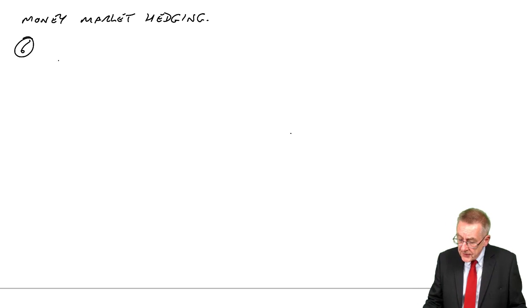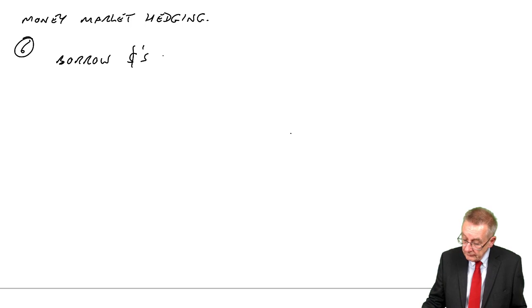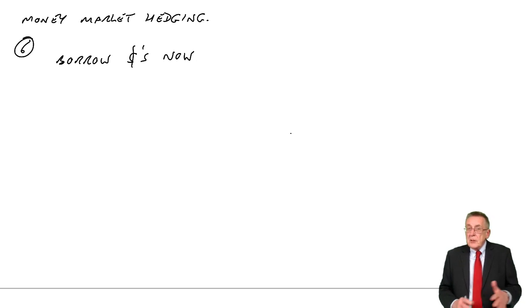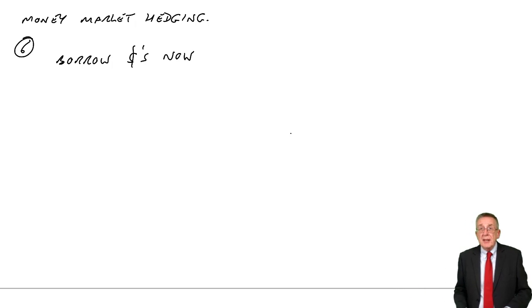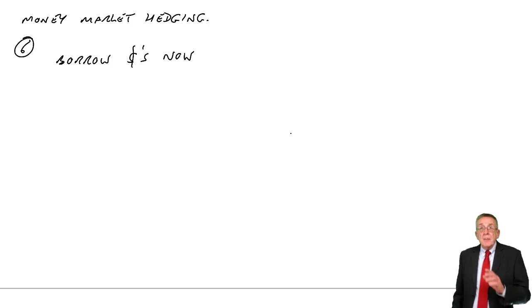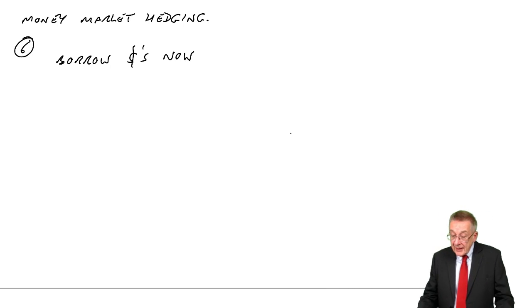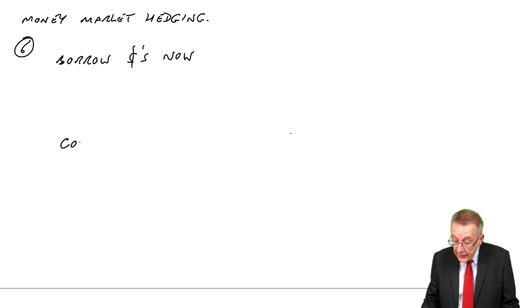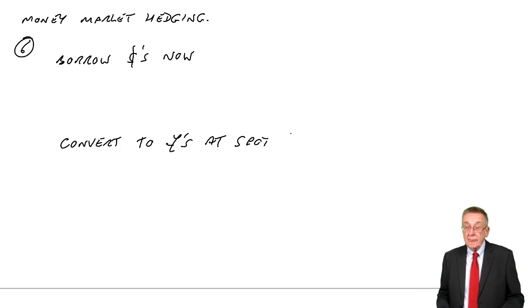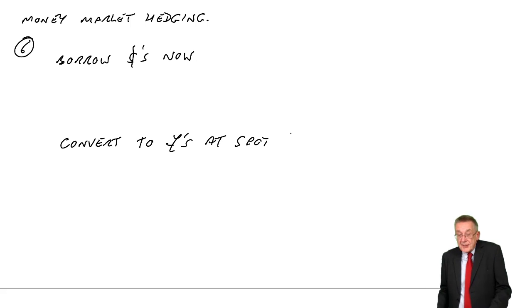So what we're going to do is this. I'm going to borrow dollars now. We're going to get 5 million in 3 months, so in 3 months' time, I'll be able to repay my borrowing. We'll put the numbers in a minute. The reason I'll borrow dollars now is that then I'm in a position to convert now at spot, and there'll be no risk.